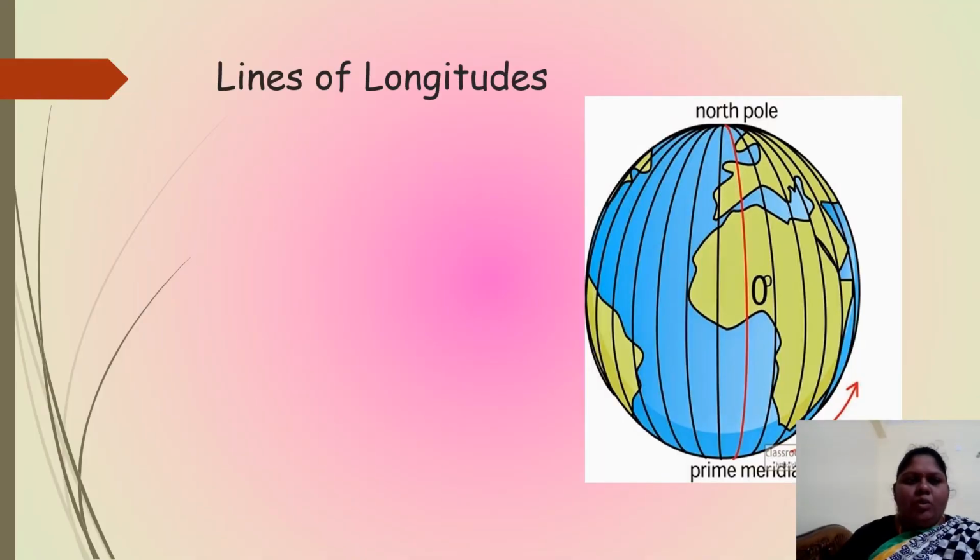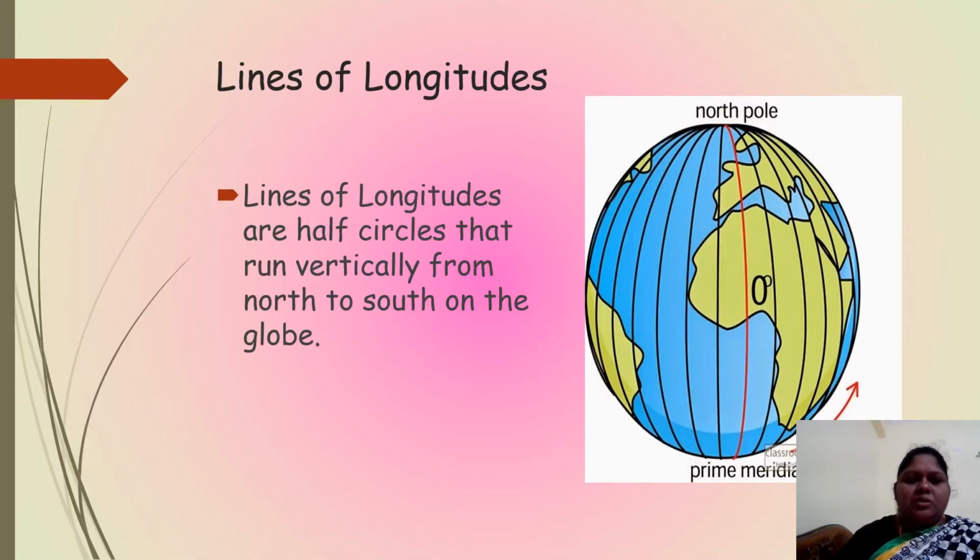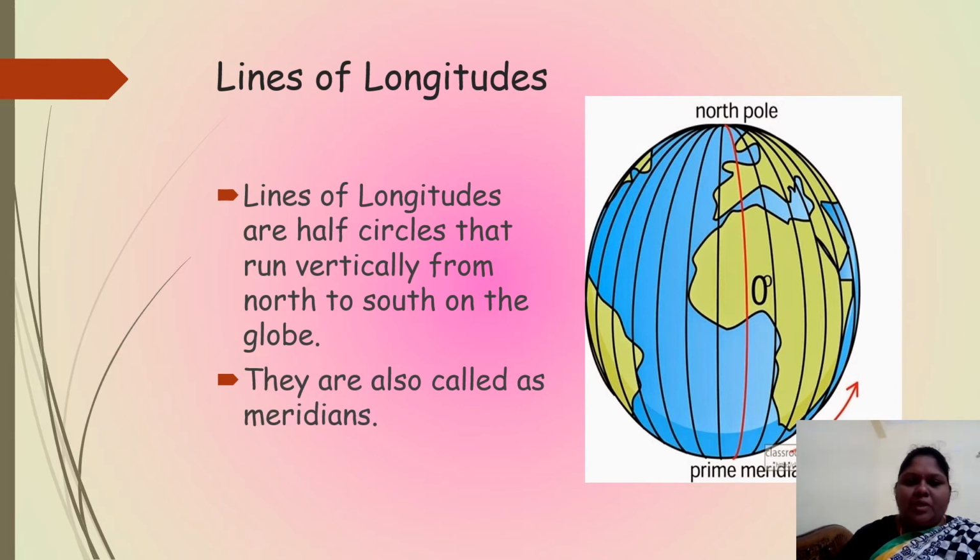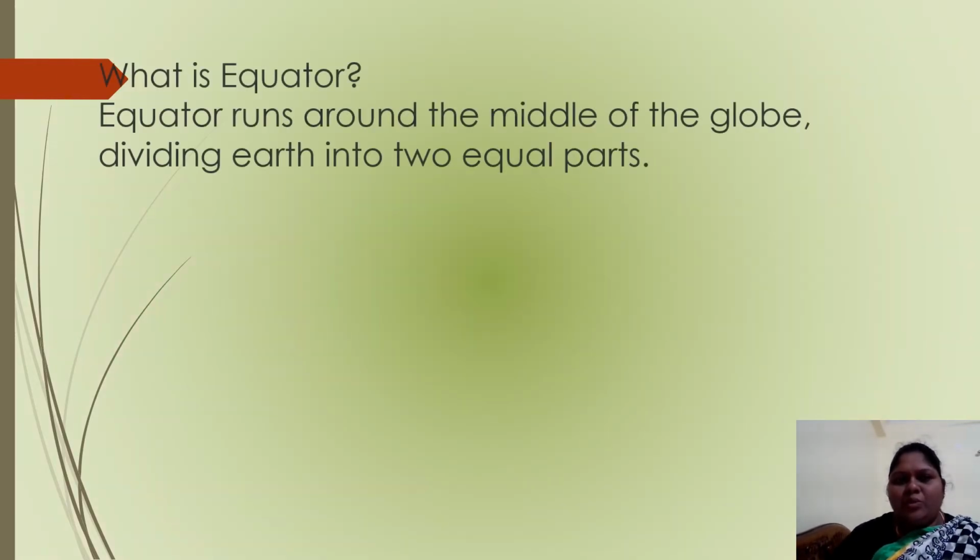So now let's learn what are lines of longitudes. Lines of longitudes are half circles that run vertically from north to south on the globe, and they're also called meridians. If you look at the image, you have a North Pole which is flattened on the top, and you see a red line coming vertically downwards. And when the line of longitude comes directly under the sun, it is midday for all the places on that particular meridian.